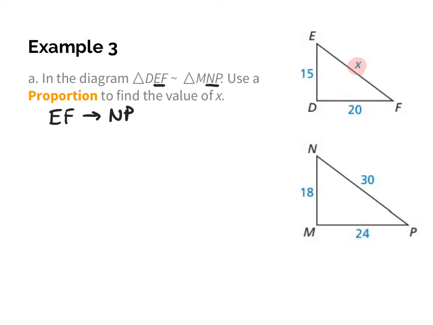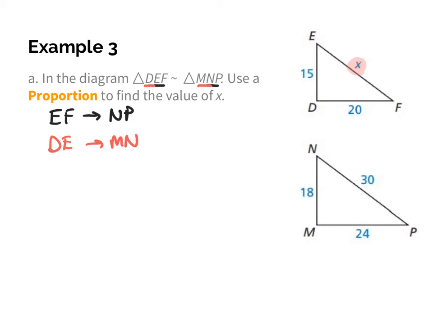What I'm going to do is relate that to another set of corresponding parts. So let's say I use DE and MN. I know that DE would compare to MN. Now I'm going to set up a proportion. There are multiple ways to do this, but here's what I'm going to set up. I know that the ratio of these two sides should always equal the ratio of these two sides, and that ratio is always going to be equal to the scale factor.